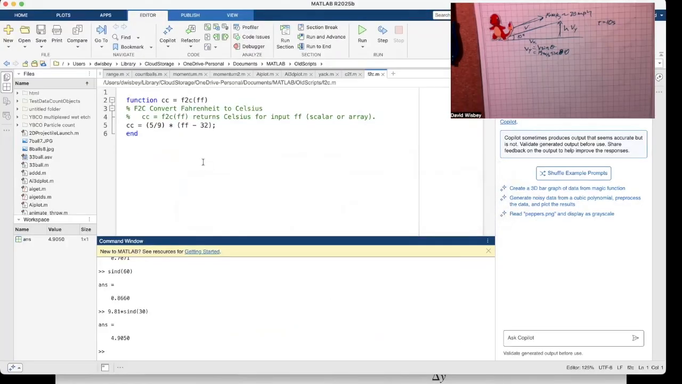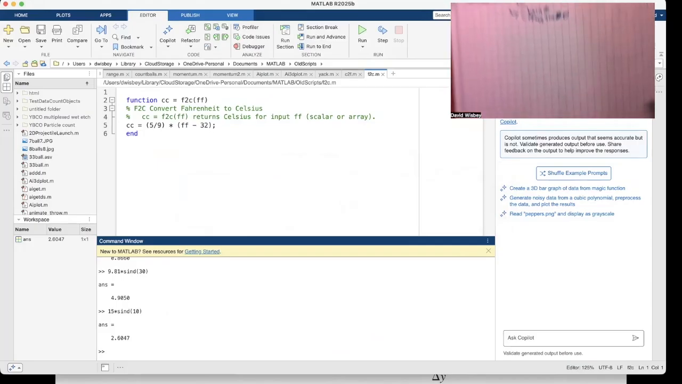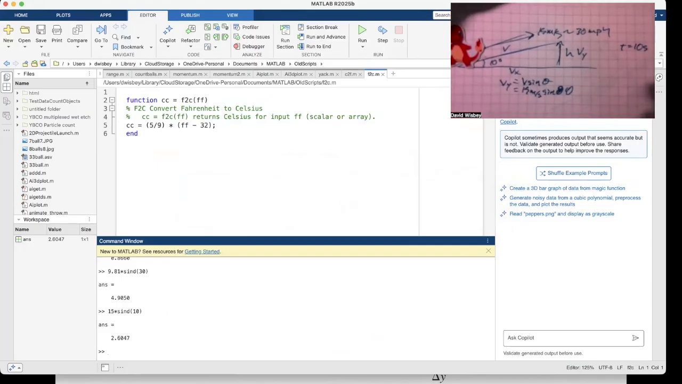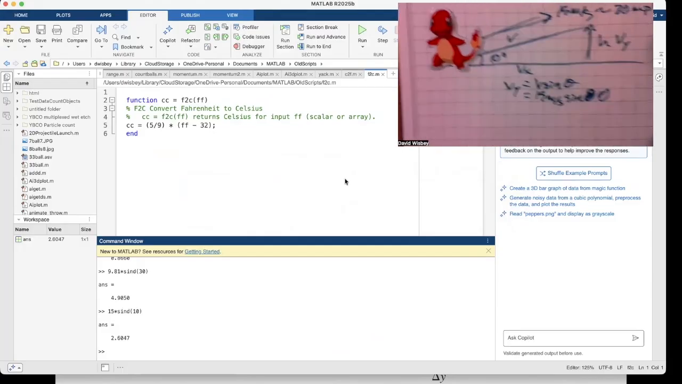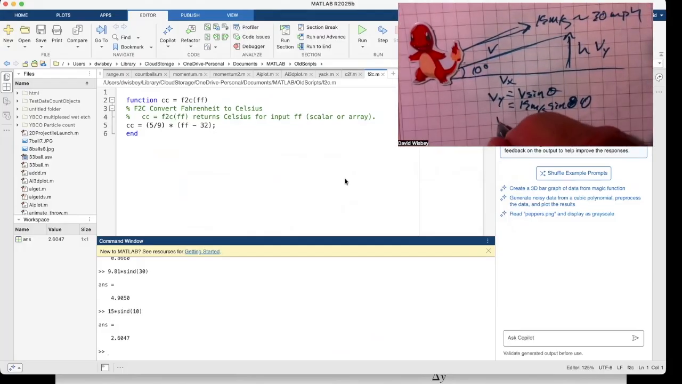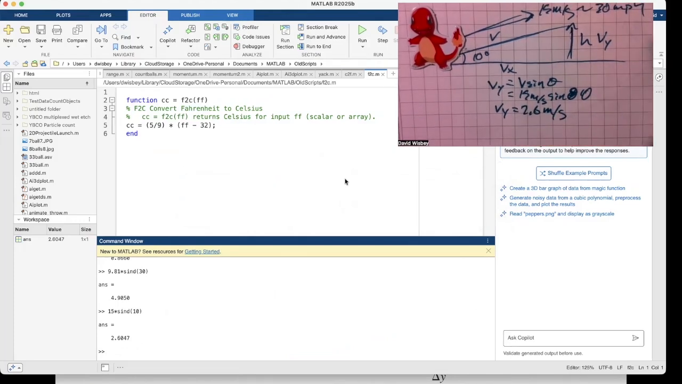All right, so we got 15 meters per second times sine of 10 degrees. And that tells us now his Salamander's y velocity. His y velocity is, of course, 2.6 meters per second. All right.